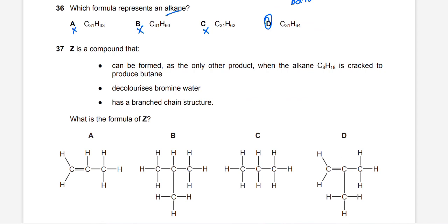Z is a compound that can be formed as the only other product when the alkane C8H18 is cracked to produce butane. When it is cracked to form butane, the other product has to be butene. One is butane, then the other has to be butene. That's not correct.